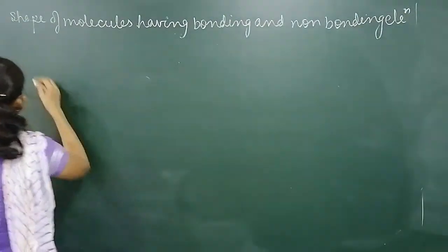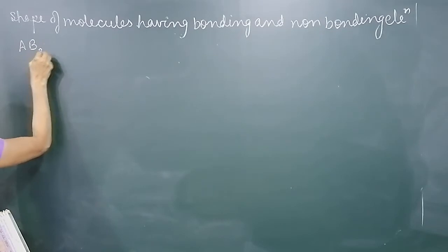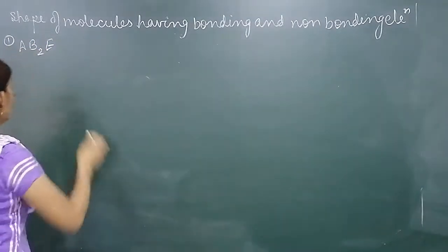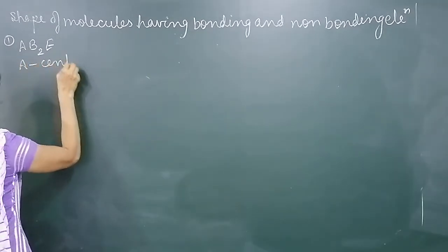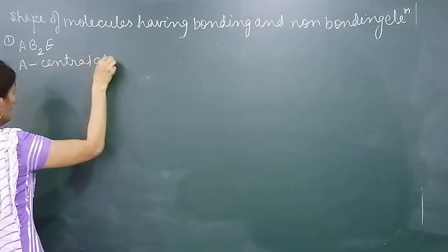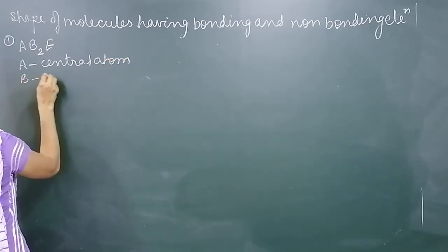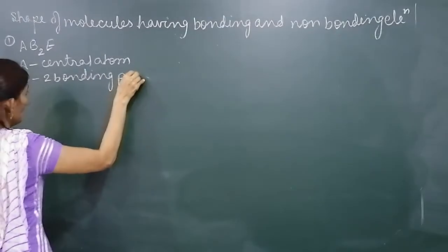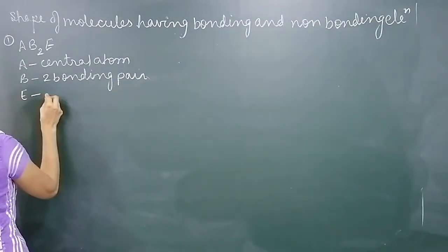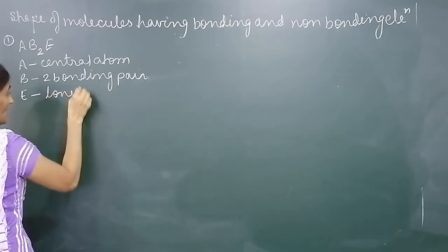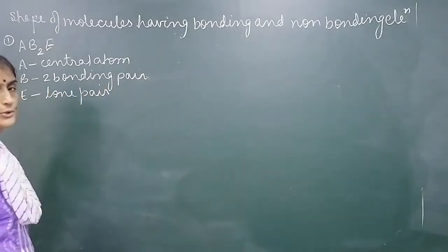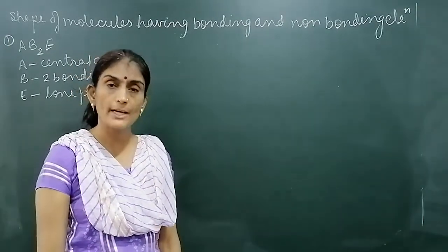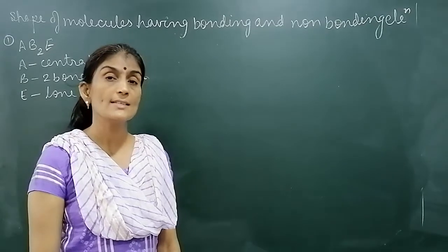AB2E type. What do you mean by AB2E? A is the central atom around which there are two bonding pair of electron. E means lone pair, non-bonding pair. So there is one lone pair of electron. AB2E type molecule means around central atom there are total 3 electron pair, 2 are bonding and 1 is lone pair.